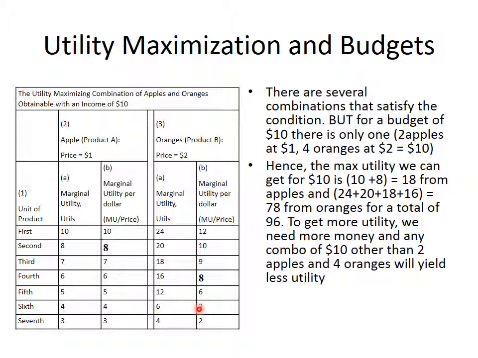So you see, the more money we have, the more utility we can buy. We don't need lengthy explanations to explain that. The more money I have, the more benefit I can purchase.